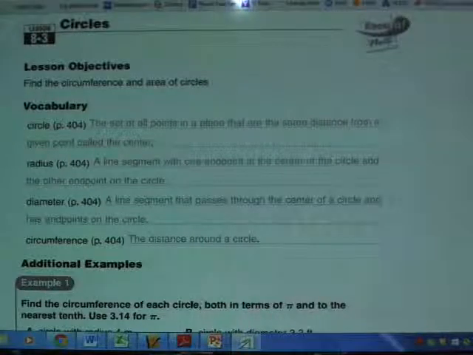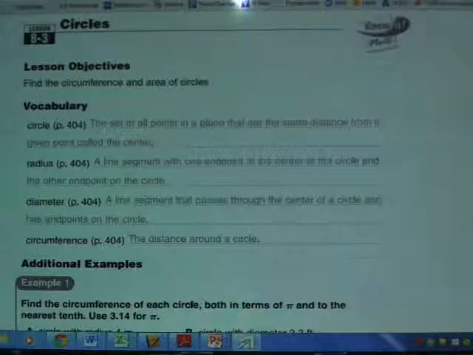Radius, that's a line segment with one endpoint at the center of the circle and the other endpoint on the circle. So some of you are sitting there thinking right now, isn't that the line from the middle to the edge? Absolutely, it is the line from the middle to the edge. That definition there is just the formal definition of radius. That's all it is.